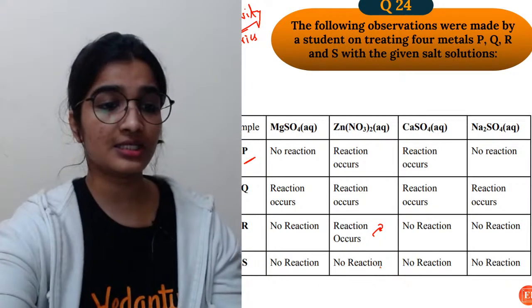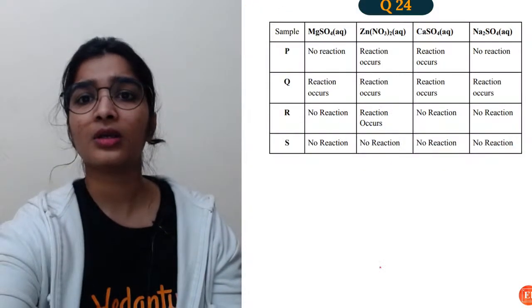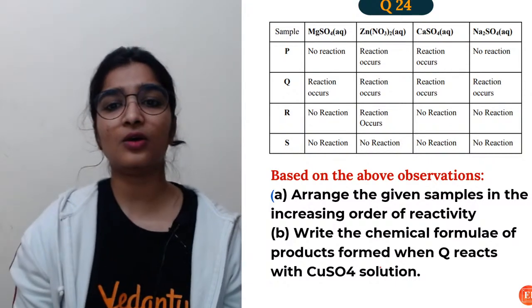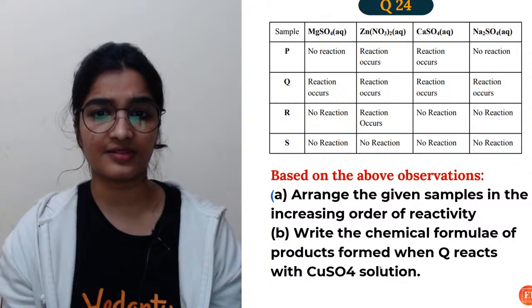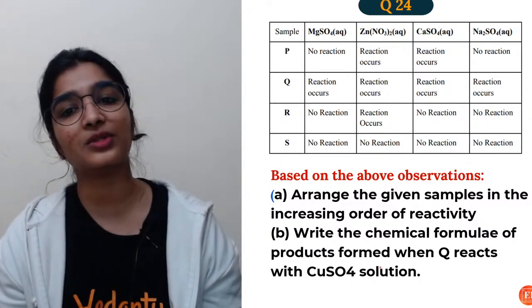Now, the question is, arrange the given samples in the increasing order of reactivity and write the chemical formula of the products formed when Q reacts with copper sulfate.